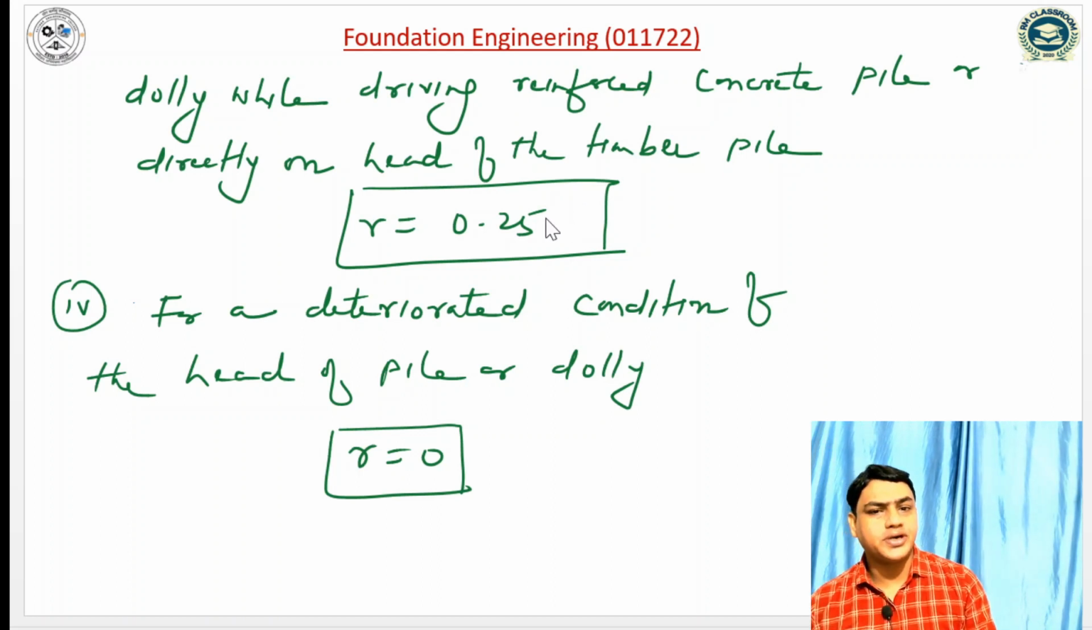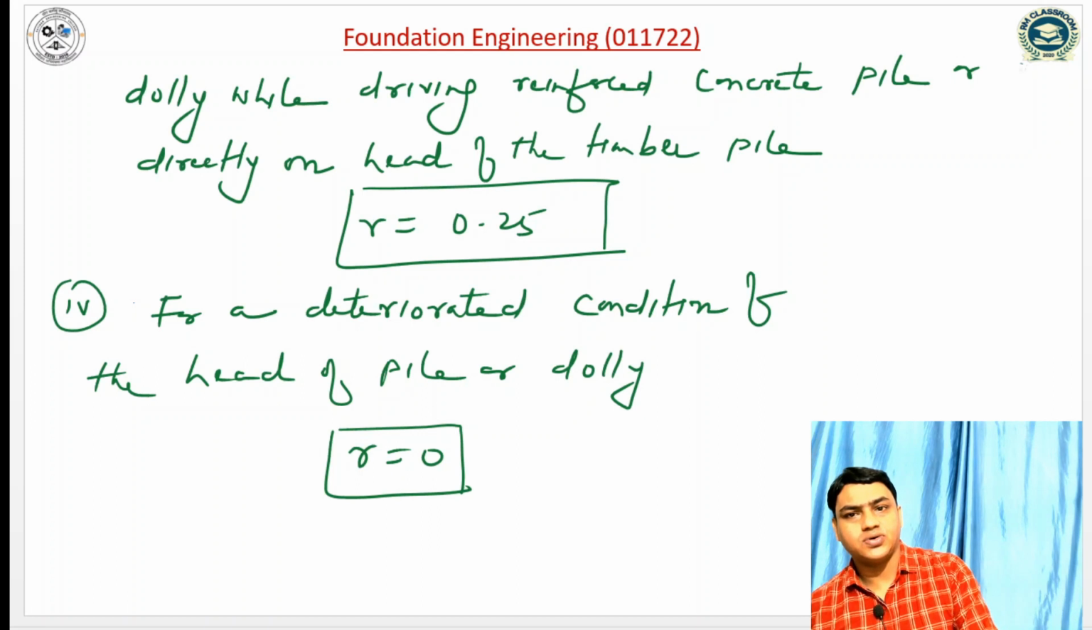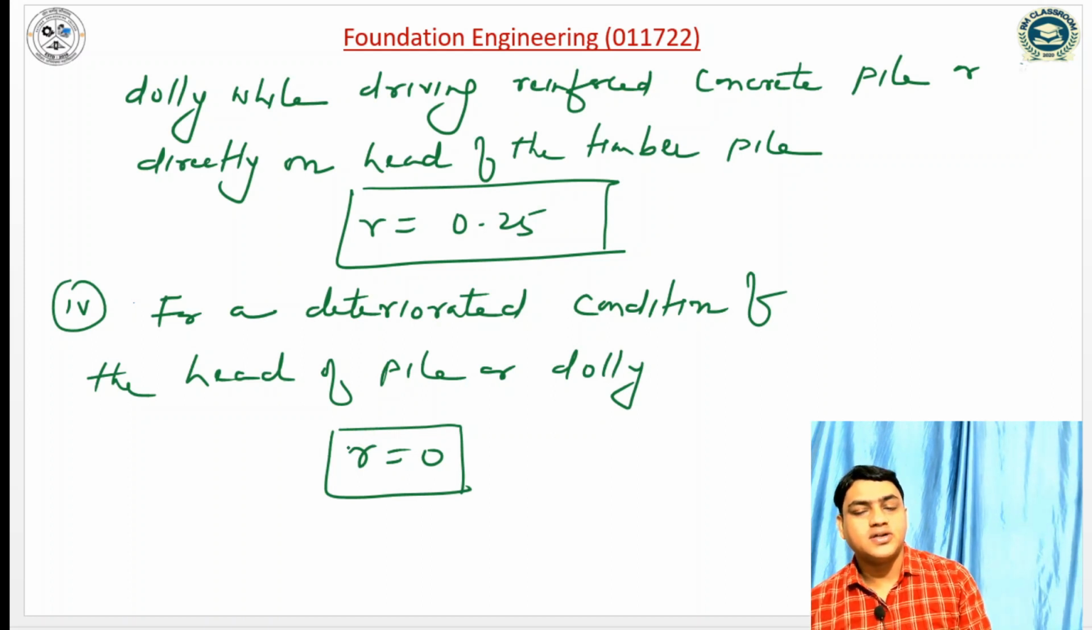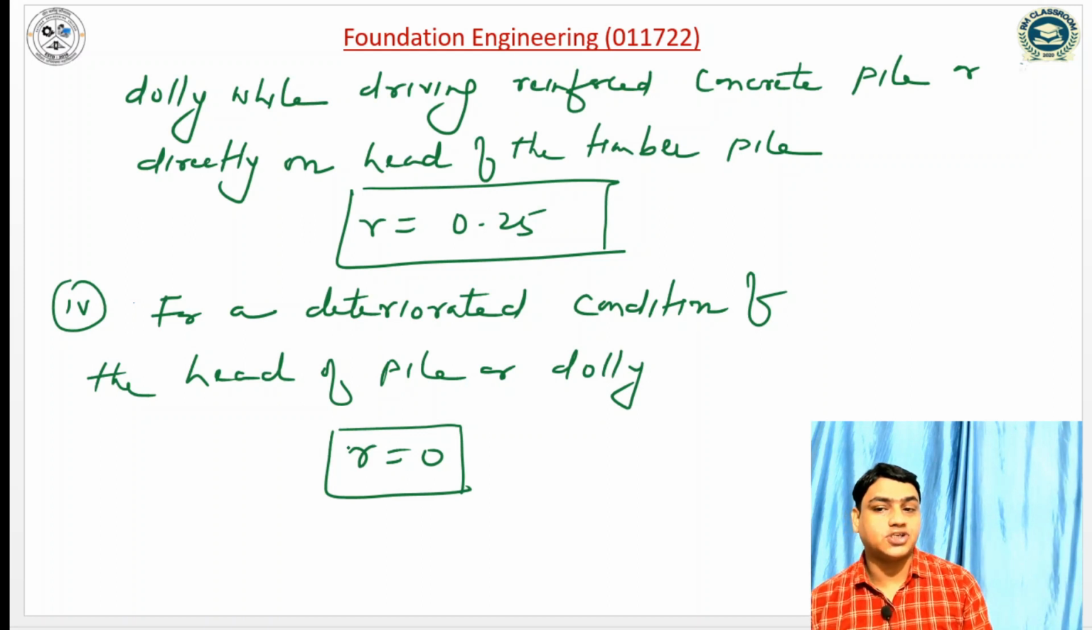Similarly, for a deteriorated condition of the head of the pile or dolly, we will take the coefficient of restitution equal to 0. And the efficiency of blows can be computed. There is a relation between the P by W and coefficient of restitution. So with the help of P by W ratio and coefficient of restitution, we can compute the efficiency of blow.